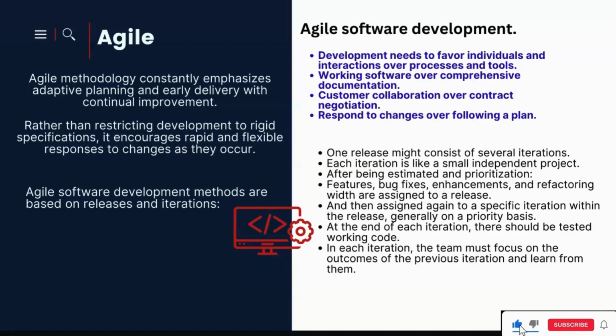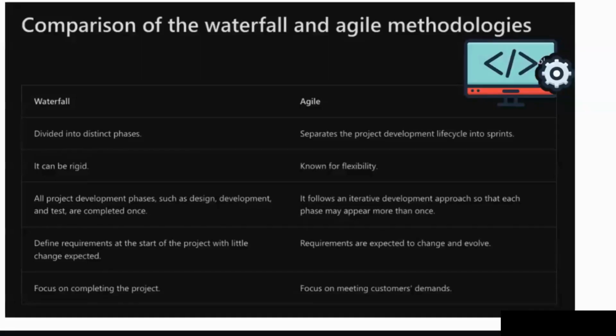Having the team focus on shorter-term outcomes means teams are also less likely to waste time over-engineering features or allowing unnecessary scope creep to occur. Okay. So agile software development helps teams keep focused on business outcomes. Now the comparison of waterfall and agile methodology is very important.